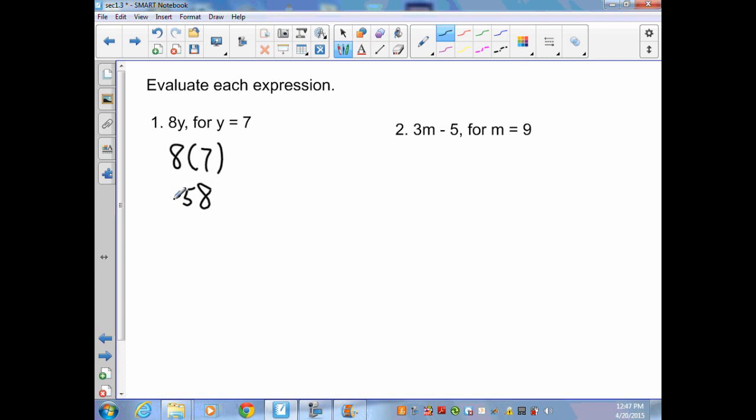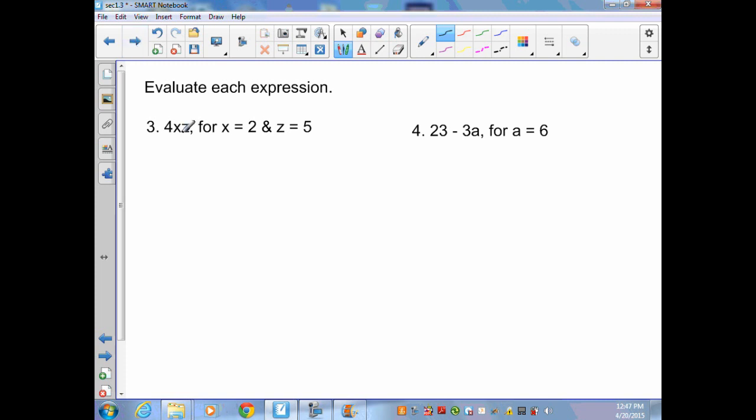Number 2, 3m minus 5, or 3 times m minus 5, where m is equal to 9. 3 times 9 minus 5. Here you can see I used a dot. I prefer to use parentheses, but I wanted to show you could go both ways. A lot of times you can make a mistake by putting 3.9. It's actually 3 times 9, which is 27, minus 5, order of operations. 27 minus 5 is 22.